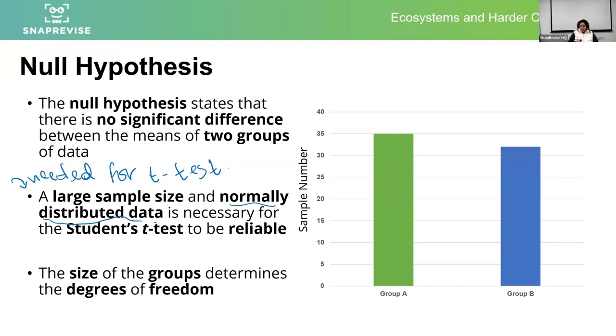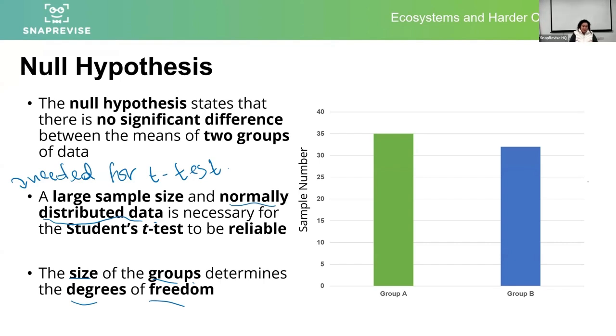The degrees of freedom. So again, I'm going to have similar tables like I did with my chi-squared. I'm going to have to read off the degrees of freedom, and so on. And the degrees of freedom here is actually going to be determined by the size of the groups, by the n numbers that we had in the formula.